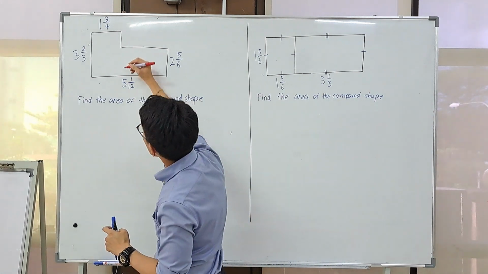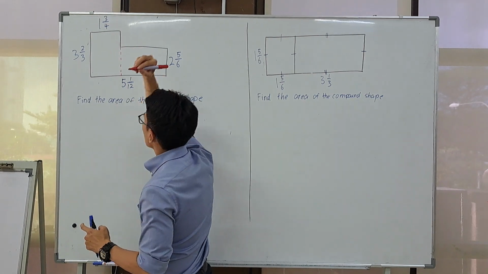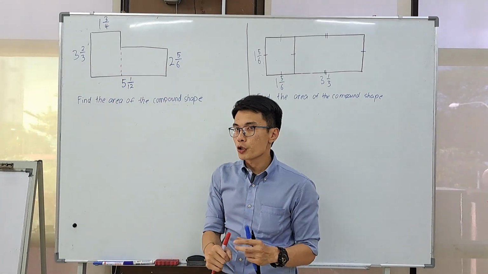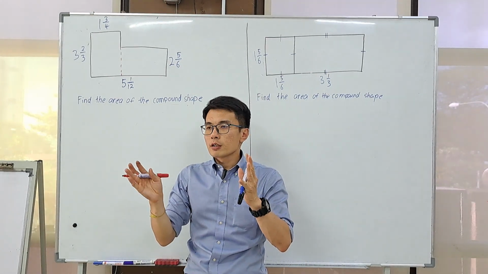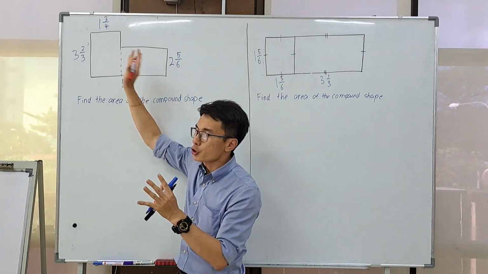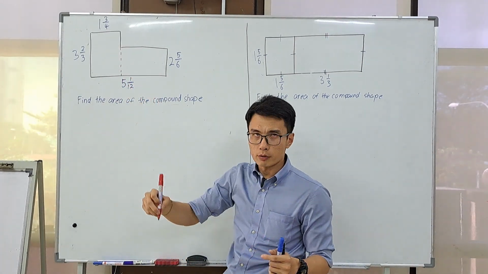So I will split it like this. Okay, that's how I cut my compound shape. Now, if you take a look at here and here, I have identified the shape that I recognize now. So I have two rectangles now, right?